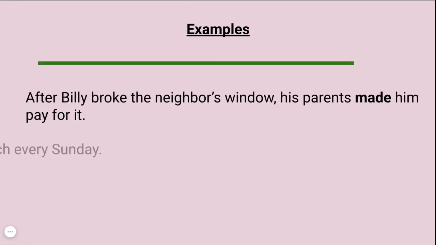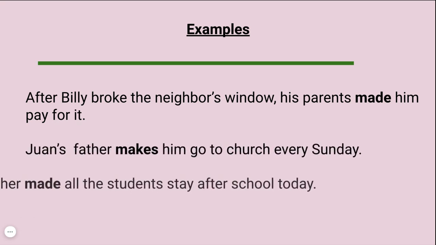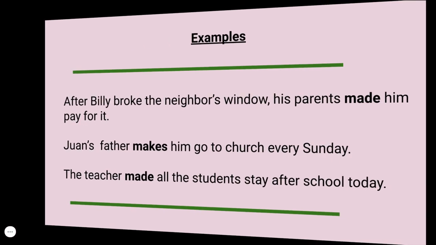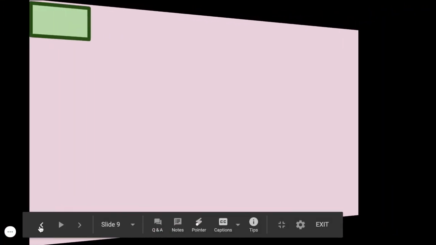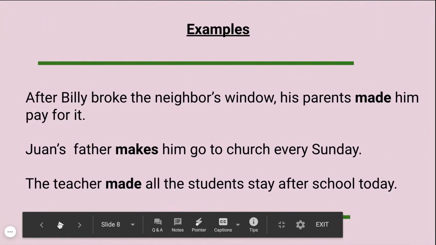So after Billy broke the neighbor's window, his parents made him pay for it. The parents did not pay for the broken window, but they caused Billy to do it. Whoa, let's go back. That was too fast.